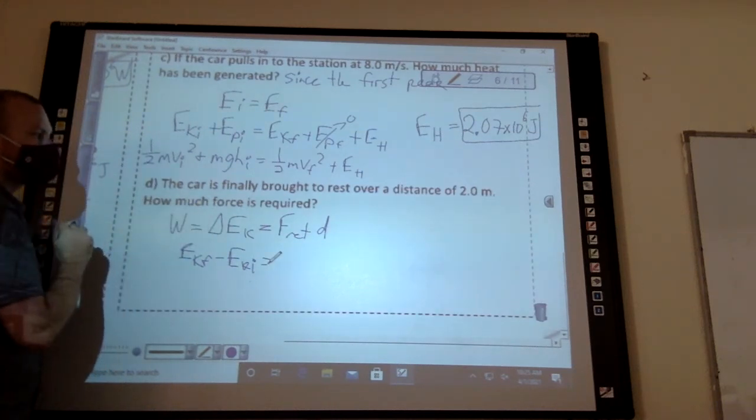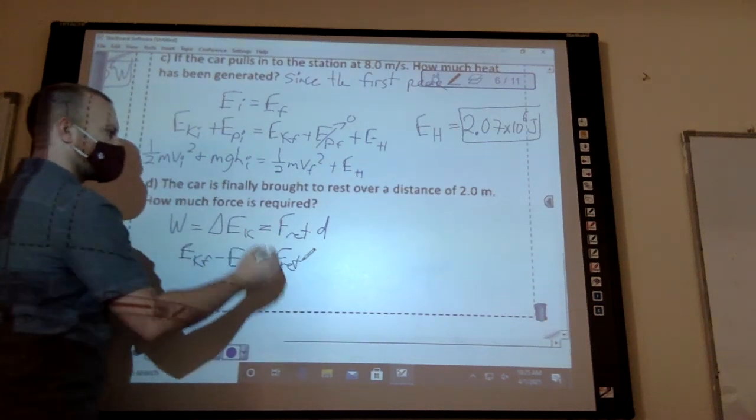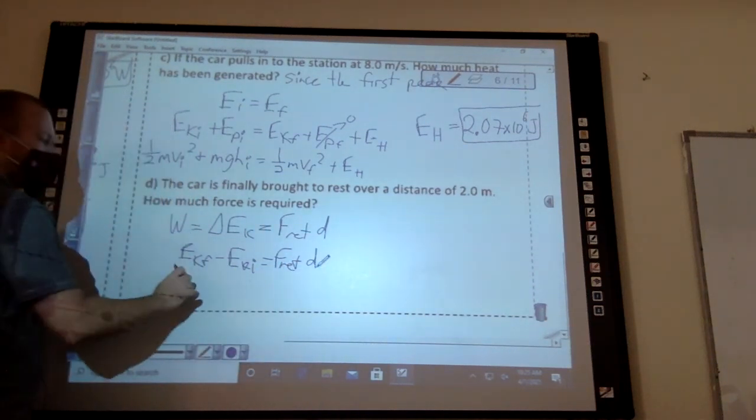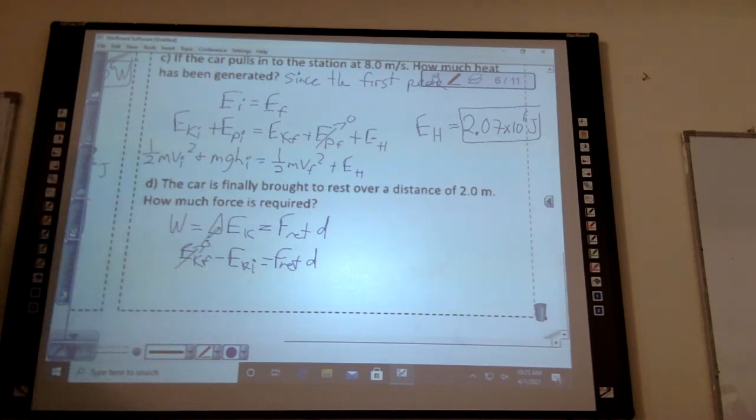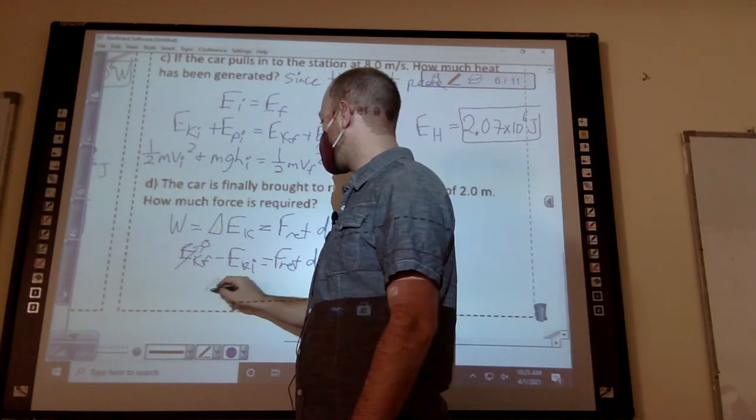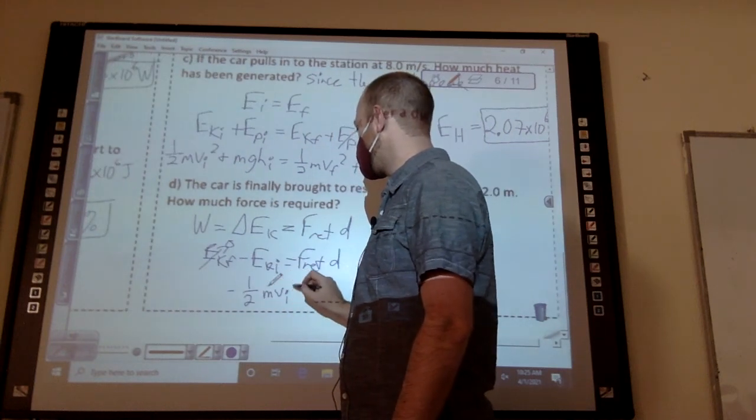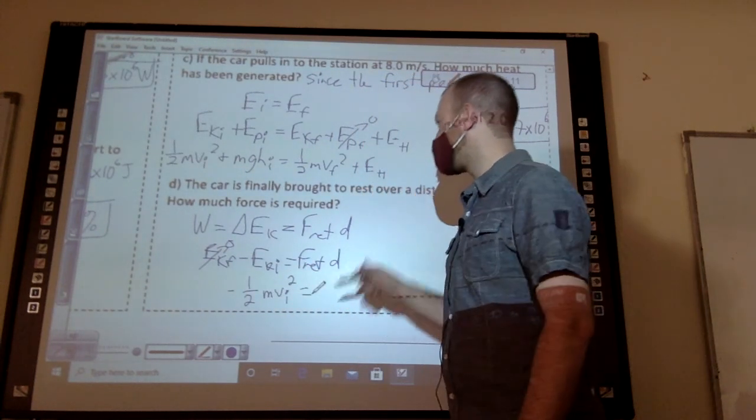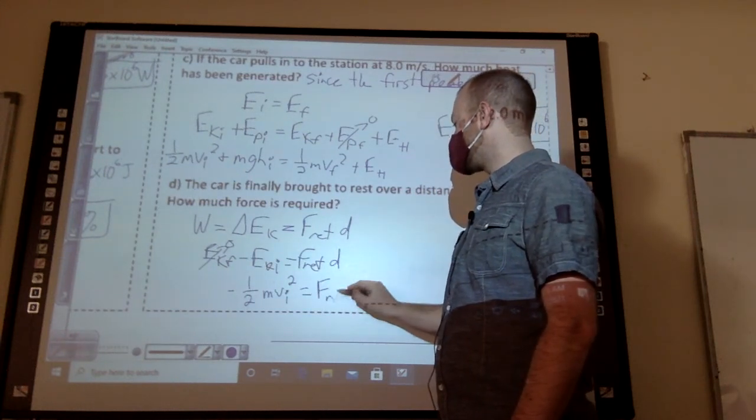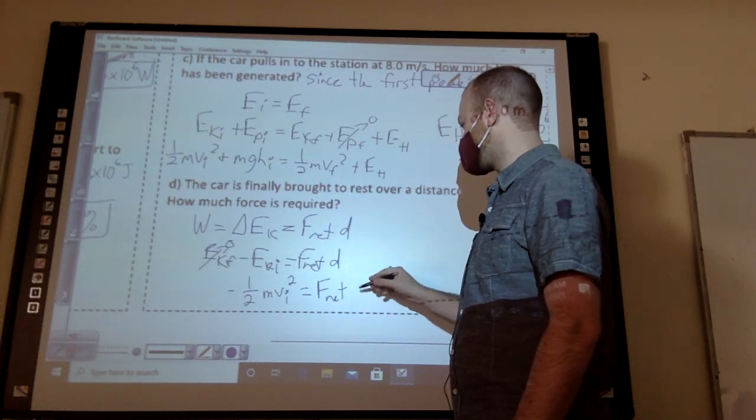I'm looking for force, so that's going to be what my F net is. And we're told the distance, so we're good with this. Its final kinetic energy is 0 because it comes to a rest. Then we can solve it. We've got negative half mvi squared, which the vi is just 8, equals F net, which is what we're looking for, times D. Sorry, I'm going to leave it as variables for now.